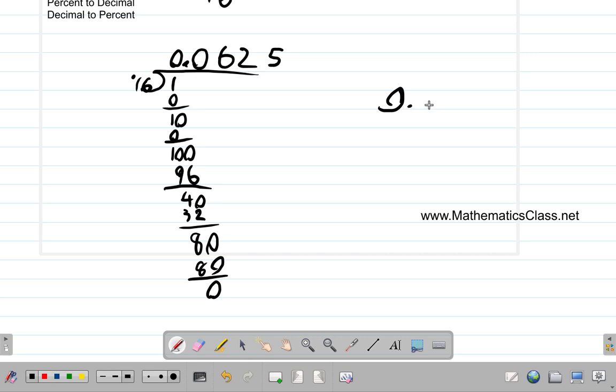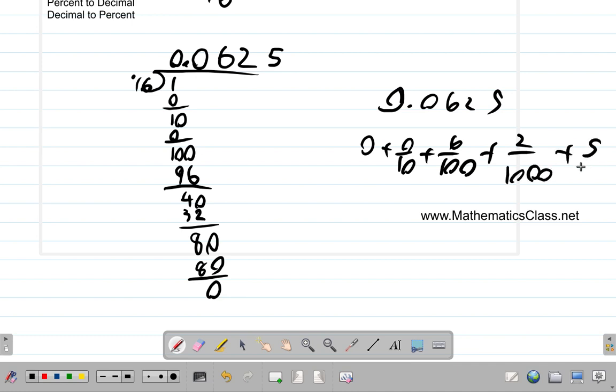This number is 0.0625. That means 0 tenths plus 6 over 100 plus 2 over 1000 plus 5 over 10,000. So you see the 10 goes to the 100 each time. You multiply by 10. If you go from 100 to 1000, you multiply by 10. If you go from 1000 to 10,000, you multiply by 10. So we have to multiply the denominator by 10 each time we get the next digit. That's why I multiply by 10 each time in the long division.